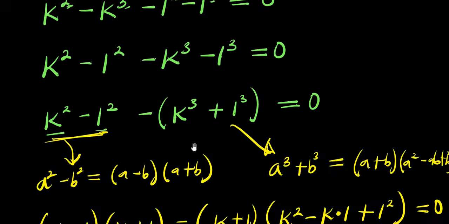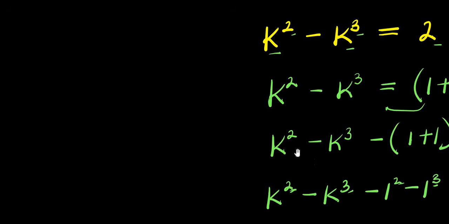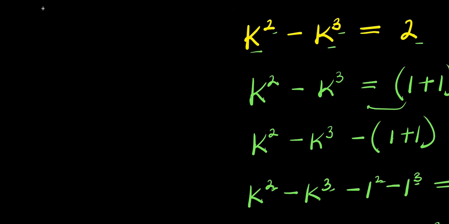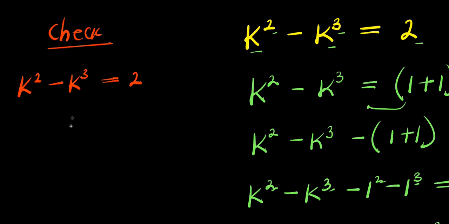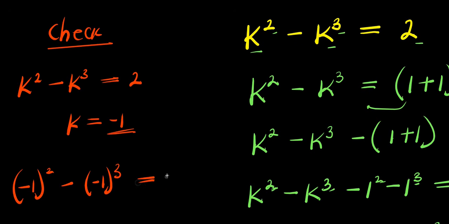So we can decide to check if that particular value of k will satisfy this equation. So I have check: k² - k³ equals 2, and k equals -1 from the one we have solved. So this is (-1)² minus (-1)³, and this equals 2.